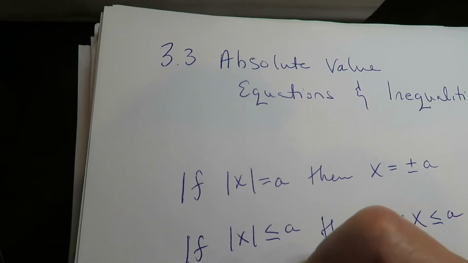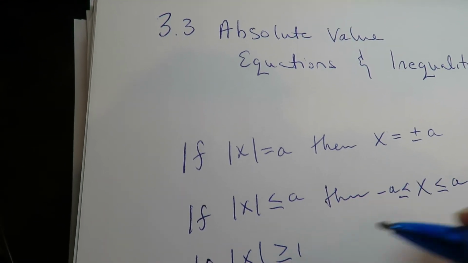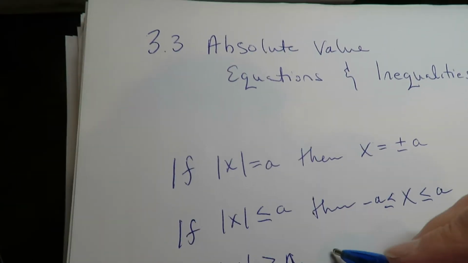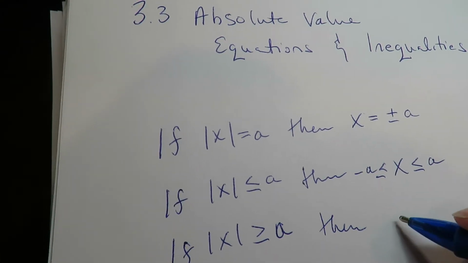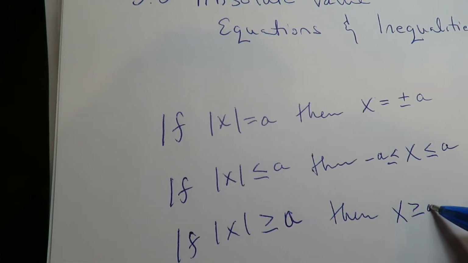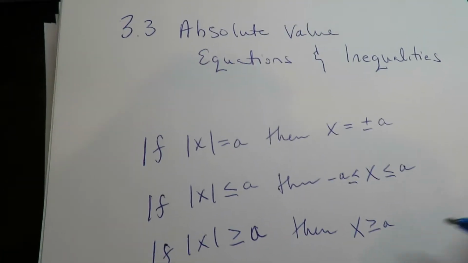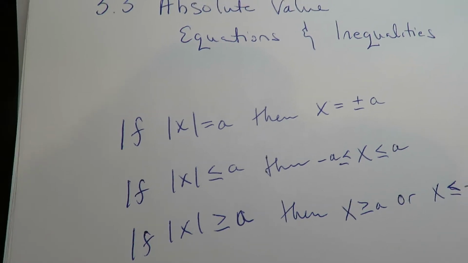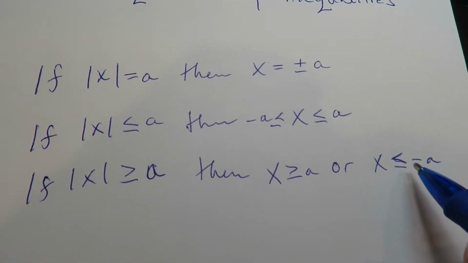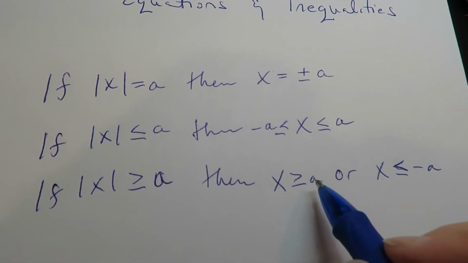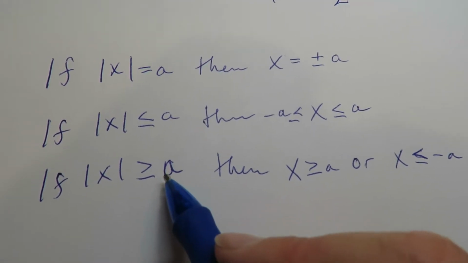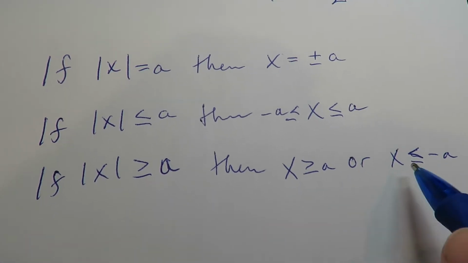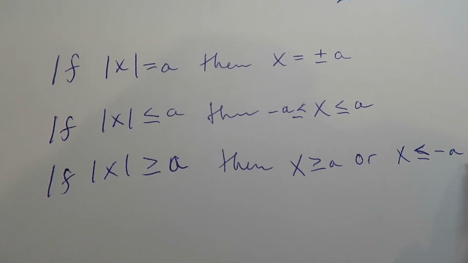And then the last case, if you have a greater than a, if you're greater than or equal to a, then that's two answers. So that means you're going to get one case that looks very similar to what you originally have, and a second case. For the greater than case, you actually have two distinctly different answers. One where x is greater than a, and one where x is less than or equal to negative a.